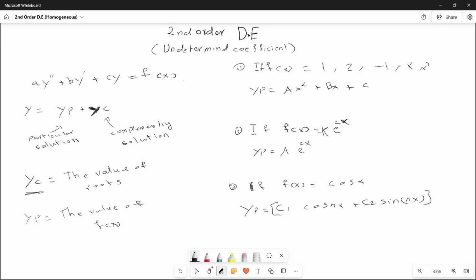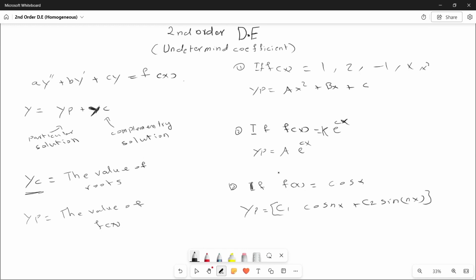In previous videos, in part 1, we took f of x as a value that is not exponential or a trigonometric function, therefore our particular solution would be ax squared plus bx plus c. And obviously we'll have to find the values of a, b and c. In part 2, we had f of x as an exponential function, and therefore we took yp equal to a multiplied by exponential cx.